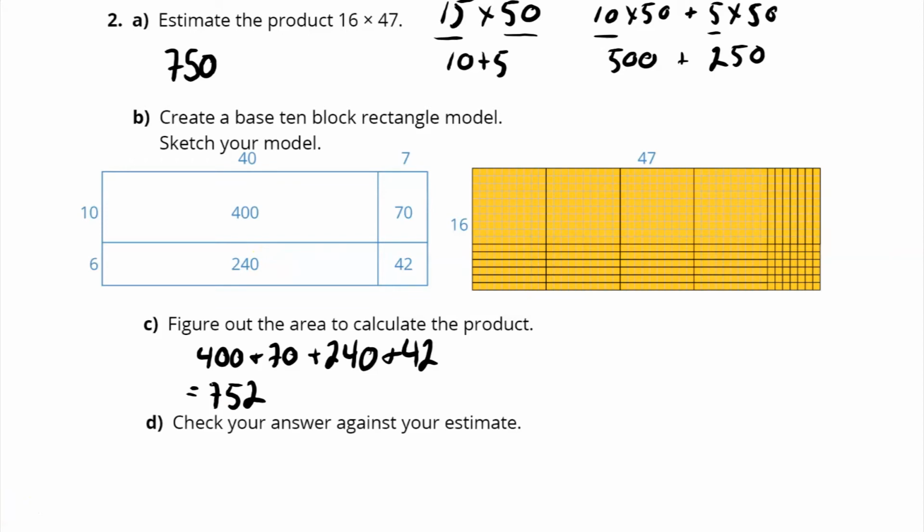And we check our estimate against our actual answer, and we had estimated 750, and our actual answer was 752. So our estimate was a good estimate, and it shows that our final answer is reasonable based on what we had estimated.